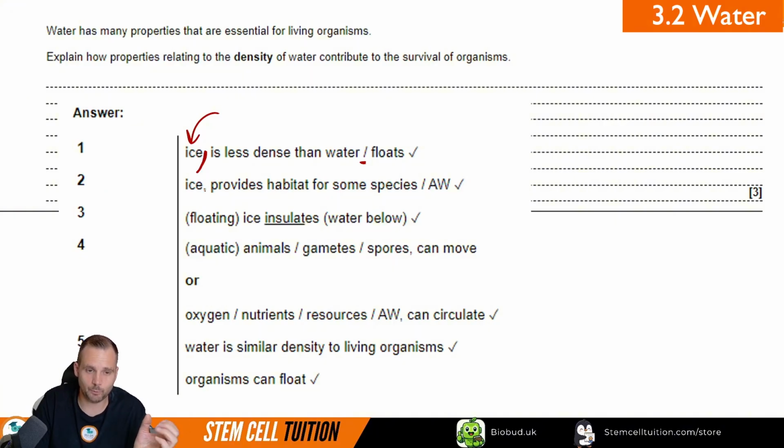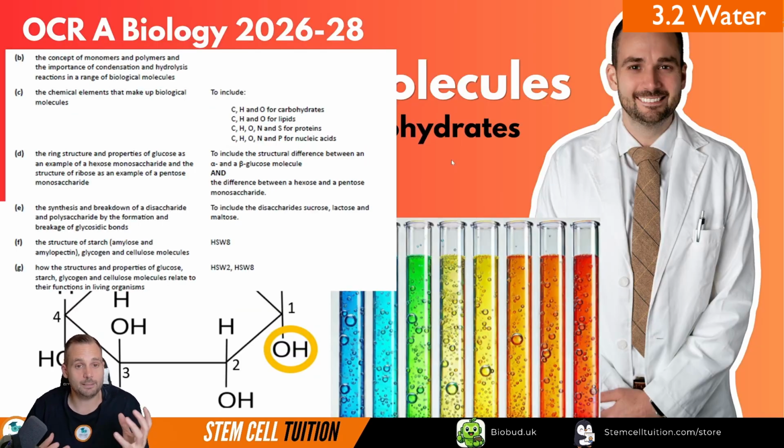For instance, here in marking point 2, ice provides a habitat for some species, or you might say in alternative wording, ice allows a place for species to hunt. Something along those lines. Okay, great work. And in the next lesson, we're going to now start to look at carbohydrates.